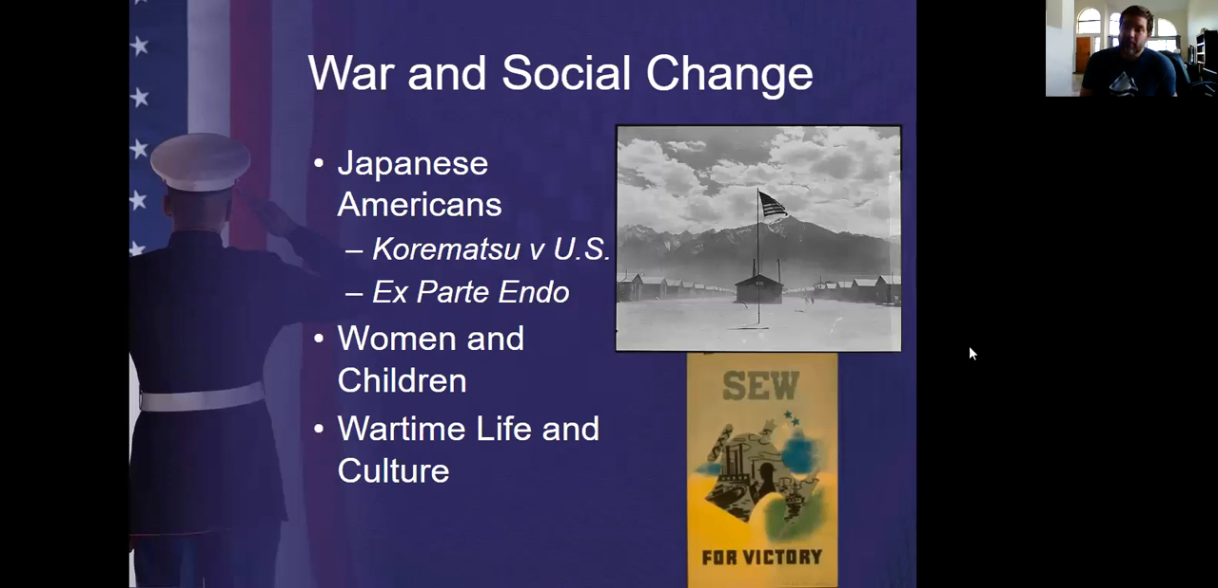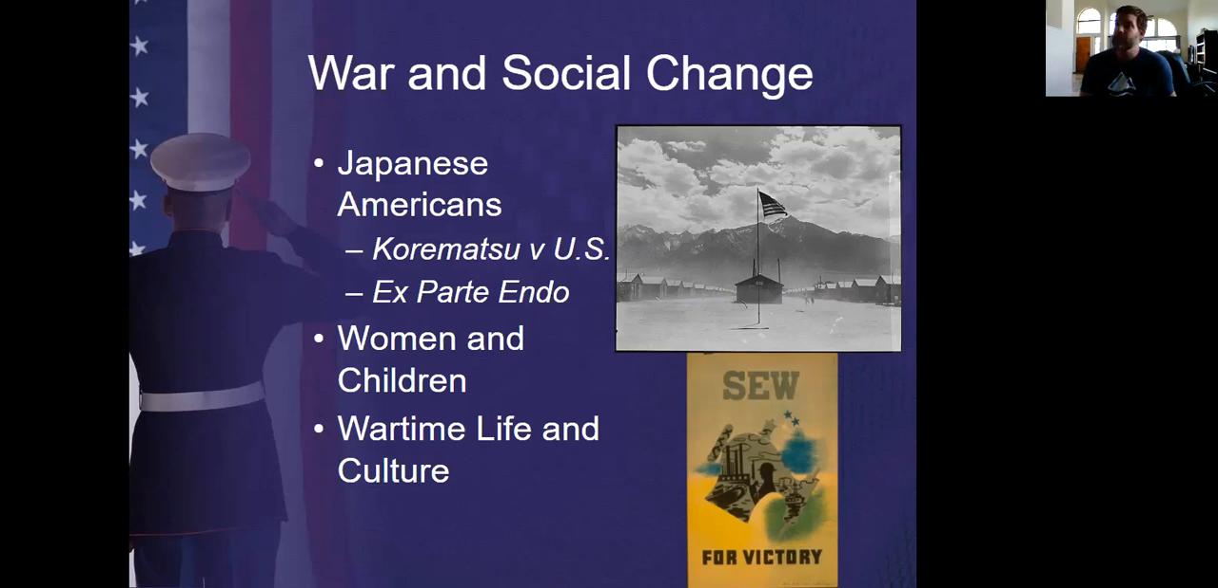For Japanese Americans, they are probably the group to suffer the most egregious treatment of American citizens. After the Japanese attacked Pearl Harbor, General DeWitt, who is in charge of the West Coast, actually declared the Japanese race to be an enemy race. And as a result, through executive order by the president, you had the internment of over 100,000 Japanese.